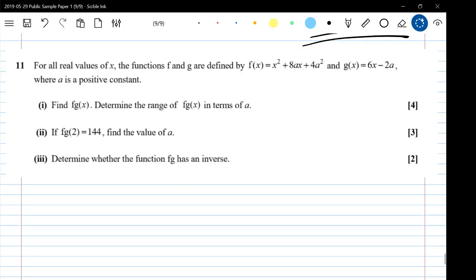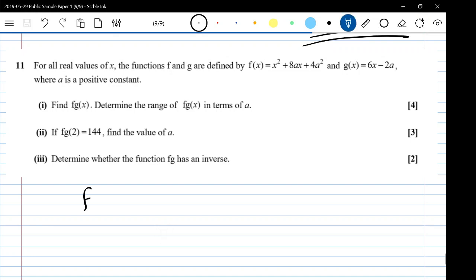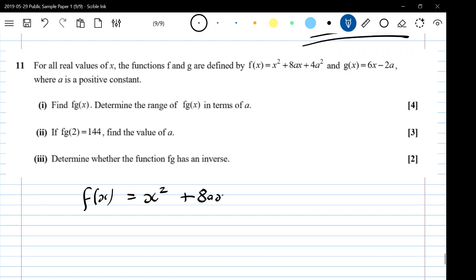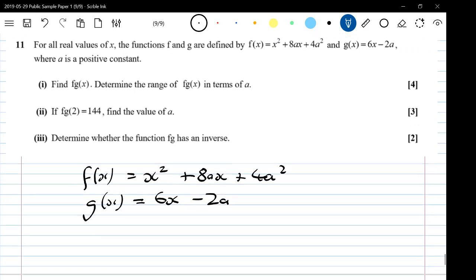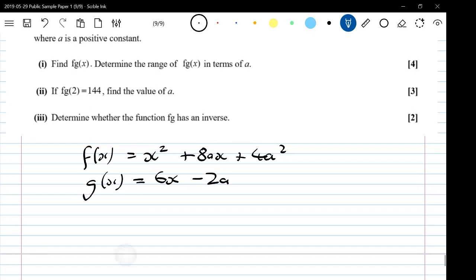Question 11. For all real values of x, the functions f and g are defined as follows. f of x is x squared plus 8ax plus 4a squared. Already noticing something about that. g of x is 6x minus 2a. Find f of g of x.